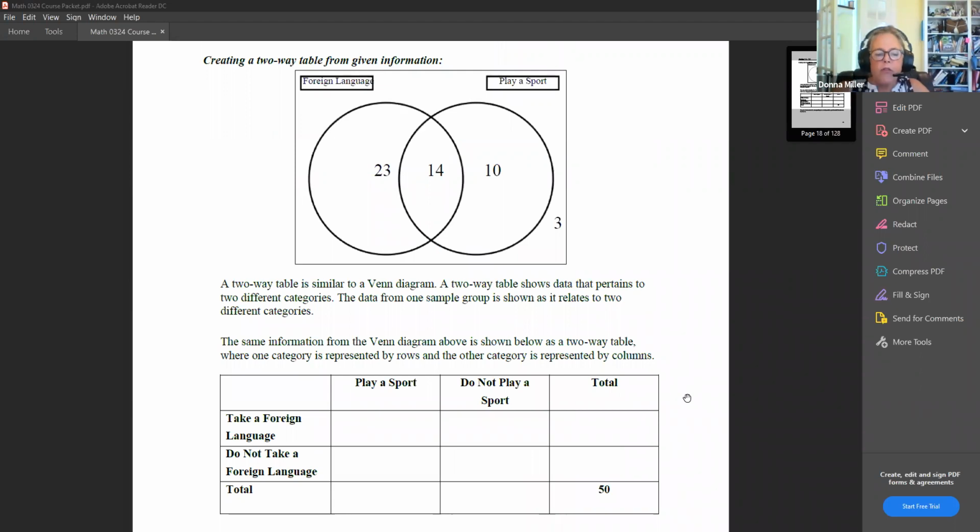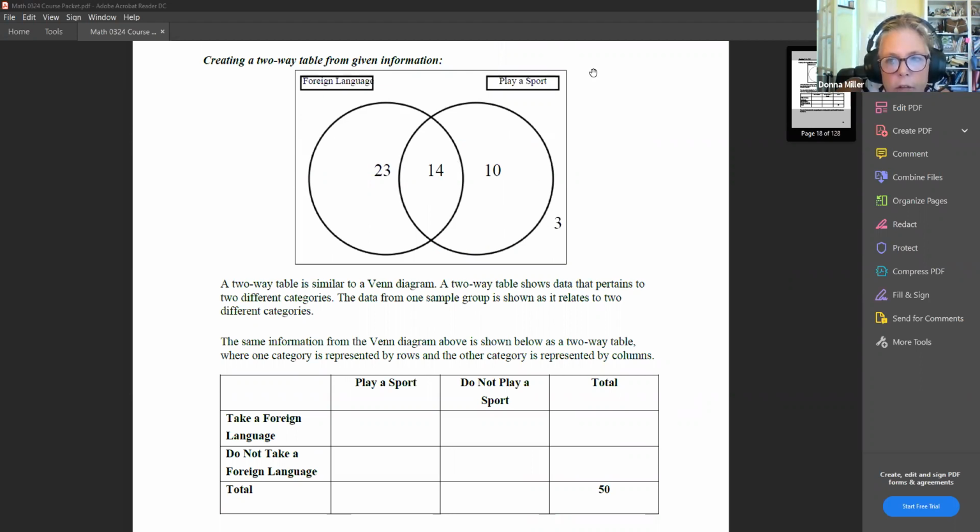We're going to talk about two-way tables and Venn diagrams. A two-way table and Venn diagram can be used interchangeably. We just have to know how to fill it out. So we have a Venn diagram. It looks like this first circle is those who are taking a foreign language. The second circle is those who are playing a sport. And 14 is the overlap, those who are doing both. And 3 is those who are doing neither.